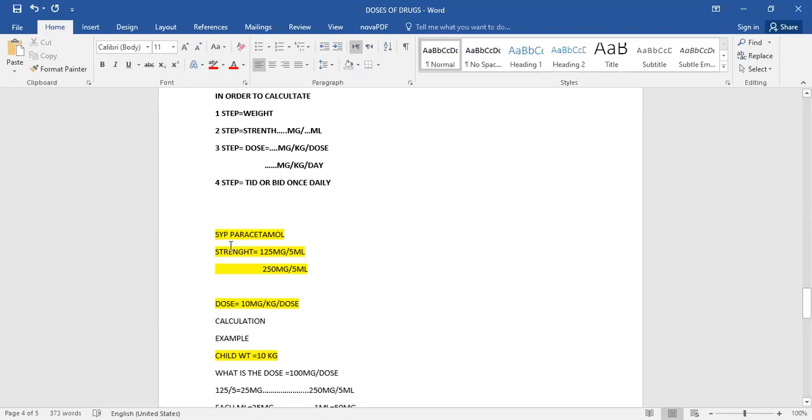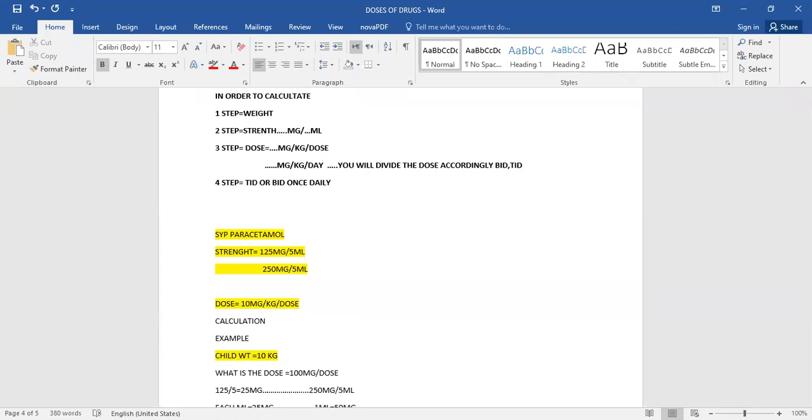You don't actually calculate paracetamol per day, but there are some other medications for which you calculate the dose per day. In that scenario, if you have calculated it per day, you need to divide the dose accordingly, BID. Yes. And how can we know the total amount of dose per day? You will find out.